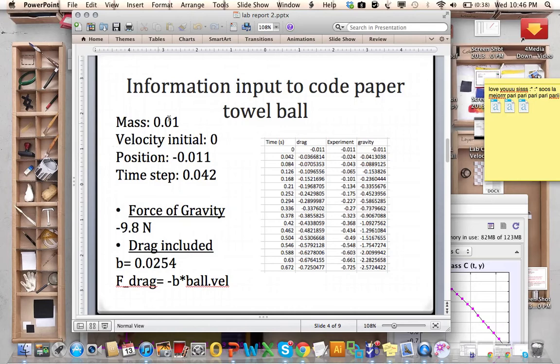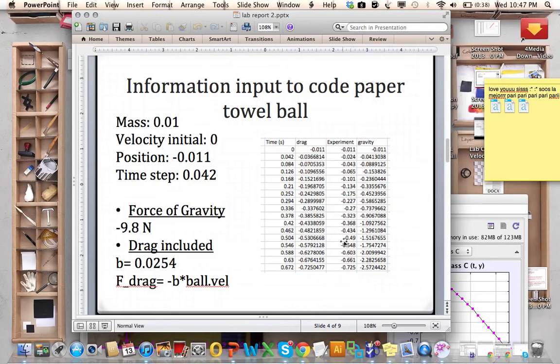So here's the data we got from the experiment with gravity only and with the drag. Mass again, 0.01, it's less, initial velocity 0, the position, and the time step. And the force of gravity is negative 9.8, as we discussed earlier. With the drag included, you add our constant, in this case 0.0254. And our force of drag was negative B times the velocity, which is a given. So we put everything in our code, and after that we got this data, right?